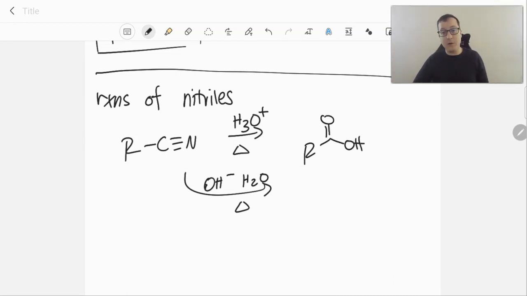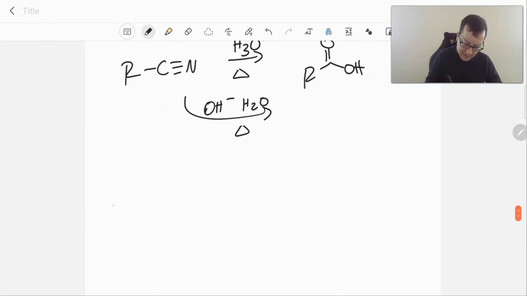And we'll see both of these have an intermediate that is an amide. And as we know, amides under these same conditions also hydrolyze to carboxylic acids. So we'll show the mechanism of how to form the amide. And then from there, the amide to carboxylic acid is the same hydrolysis that we saw last week, so we won't show that again. Let's take a look at the mechanism.